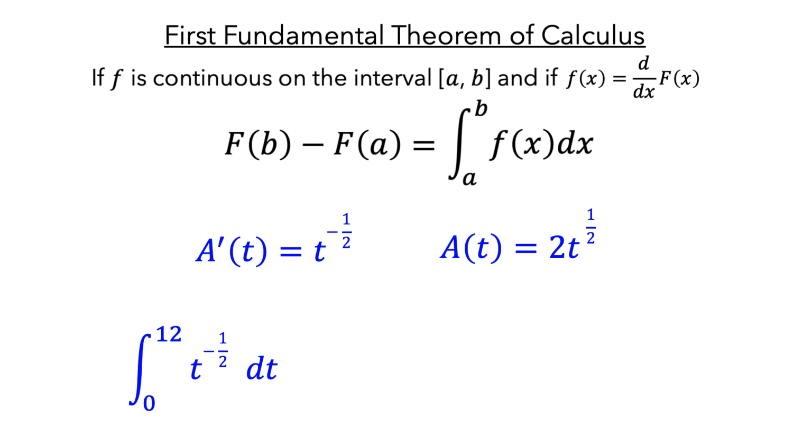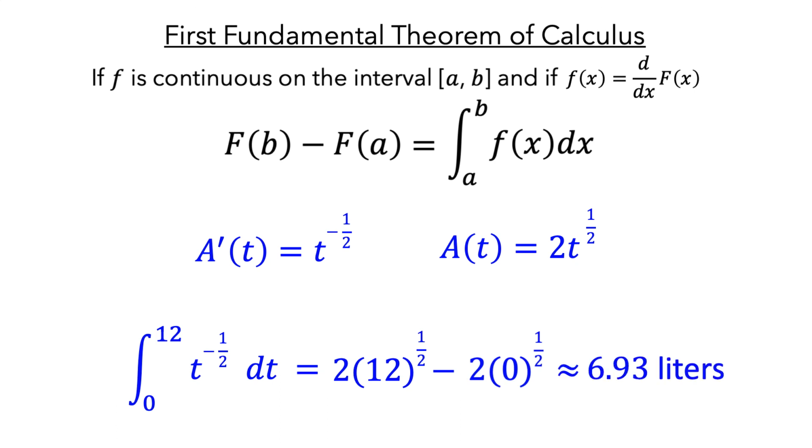It would be equal to A of 12 minus A of 0. Now that we know what A of t is, we can compute A of 12 and compute A of 0, and would find that the scrubber would have removed approximately 6.93 liters of CO2. So, the first fundamental theorem of calculus tells us an important relationship: how to use antiderivatives to compute values of definite integrals.